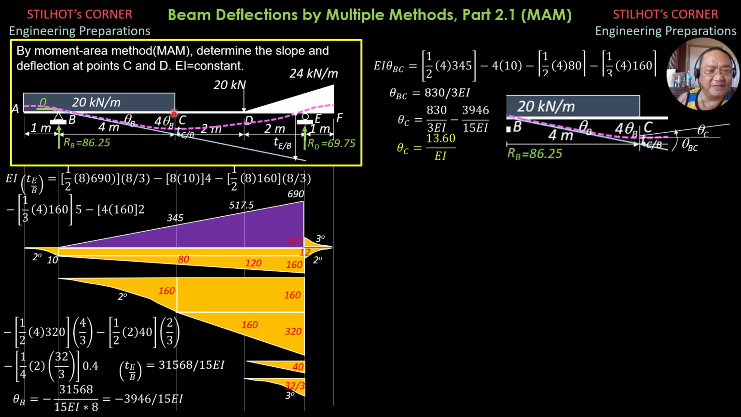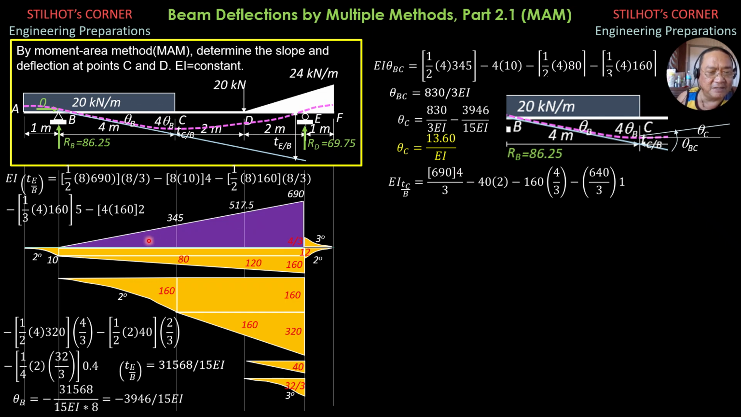Next, let's compute for delta C. Delta C is below the horizontal, so it is negative. It is the negative of the absolute value of 4 times theta B minus the absolute value of the deviation of C relative to B. For this deviation of C relative to B, we use the same areas here. We just provide moment arms. So 1/2, this area is 690, if you compute that, 2 times 345. And the moment arm is 4/3 rather.